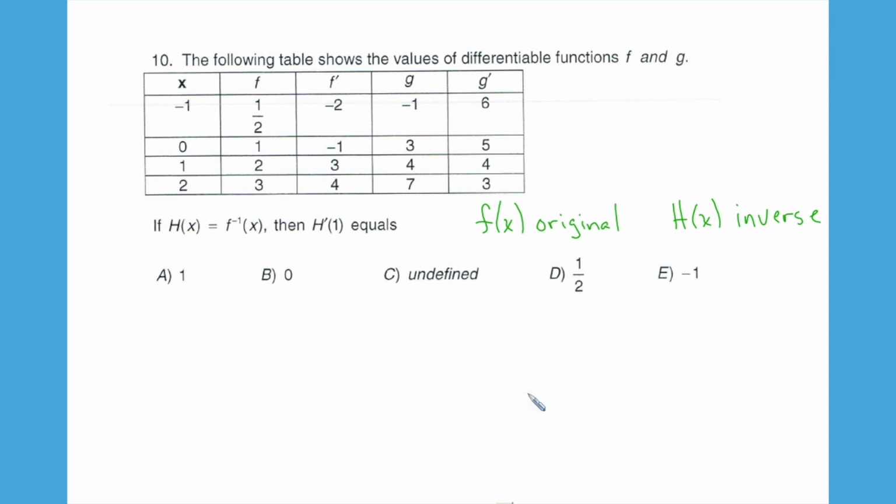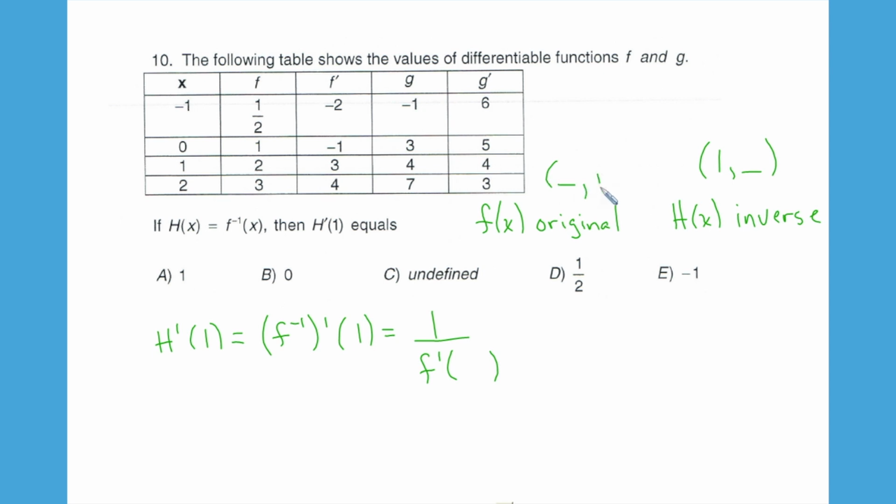So if you want h prime at 1, I'm going to rewrite that because we've been doing that inverse notation. That really equals the inverse's derivative at 1, right? And that's 1 over the original's derivative, not at 1. That's something else. So remember, if the inverse has the point (1, something), then the original has the point (something, 1). And this is the y value on f.